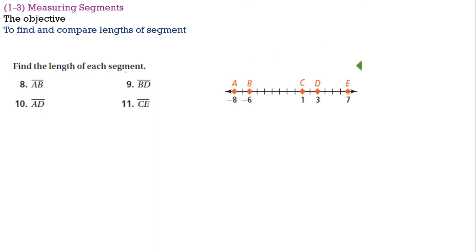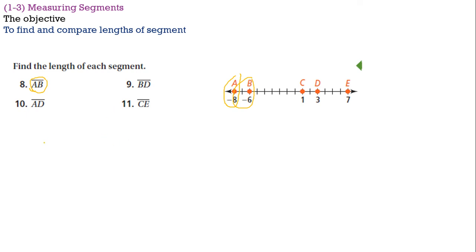So I'm going to give one more exercise to make sure that you get the idea. Make sure that you practice them. Now, find the length of each segment. So AB, first things first, let's find the coordinates of A and the coordinates of B. So the coordinate of B is negative 6. The coordinate of A is negative 8.